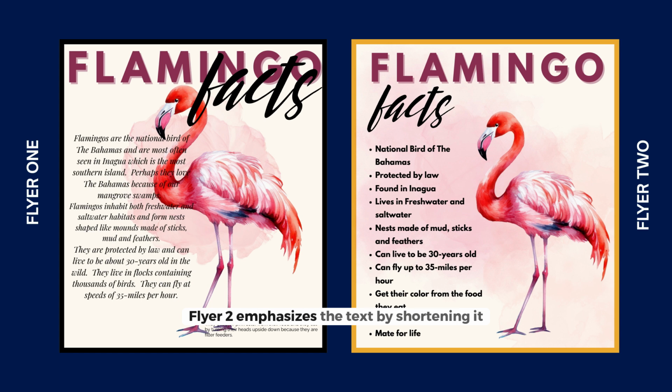Flyer 2 emphasizes the text by shortening it and uses a sans serif font in a large enough size to be seen. It also ensures that no elements overlap and prioritizes the flamingo as the graphic over the rest of the decorative elements. Again, this is not the only way to make a flyer or poster accessible. It's simply used to show the principles of good layout in action.